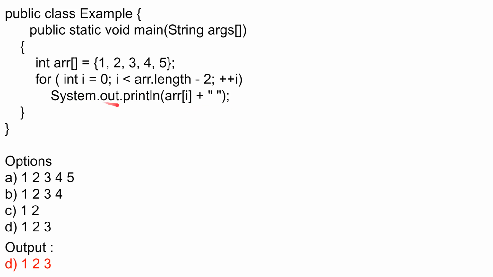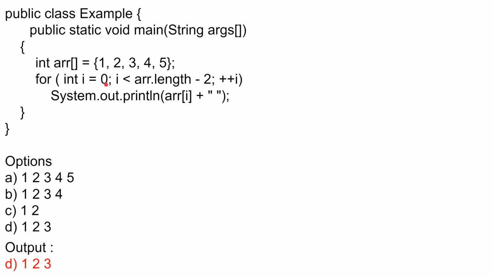Okay, so for the first time it will print array of 0, that means the 0th element, which is 1. Then it will come here and evaluate this condition, i is less than array.length minus 2. Yes, 0 is less than 3, so it will print. Then again it will come back, i will be incremented by 1, so it becomes 1. 1 is less than 3, so it will print the element at first location, which is 2.